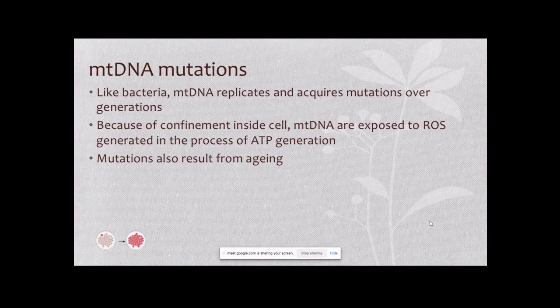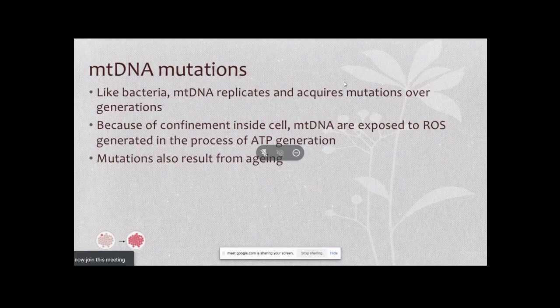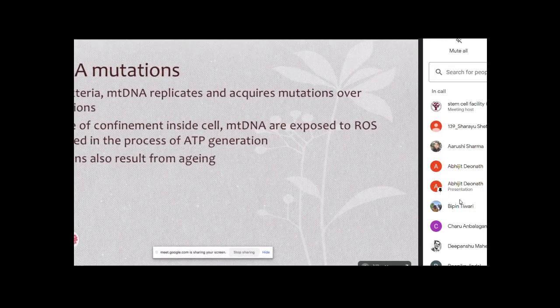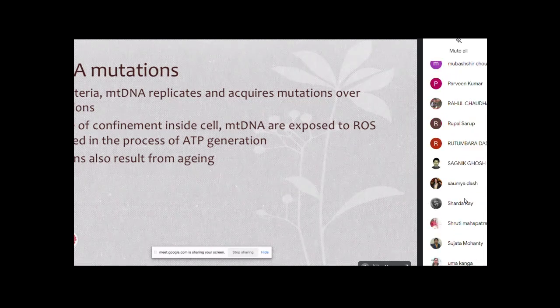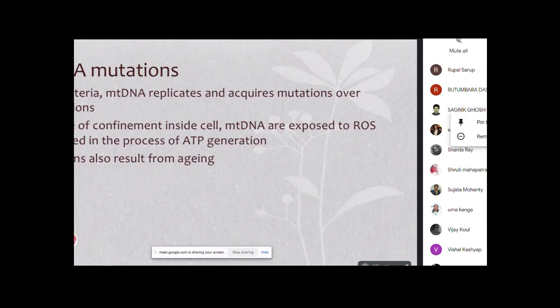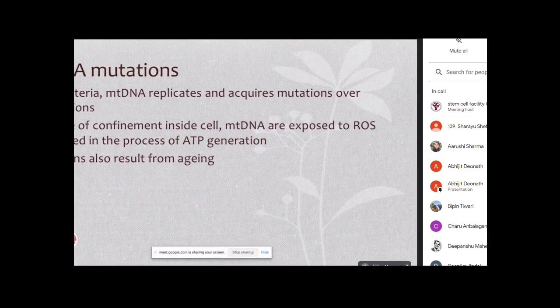But there is one specific thing about mitochondria or mitochondrial DNA. That is that because it is confined inside a cell, it is exposed to the reactive oxygen species, which is generated during the process of energy generation inside cell, or rather inside mitochondria. So mitochondrial DNA are exposed to that reactive oxygen species, which is what makes them more prone to mutations. And of course, mutations are also because of aging of mitochondria and aging of cell, as we will see later.